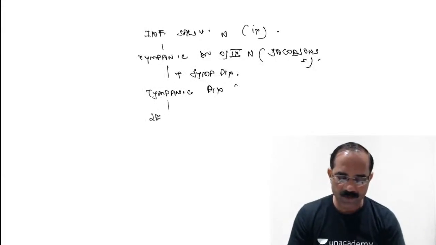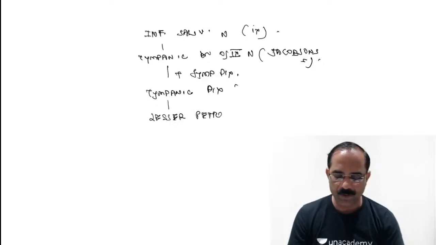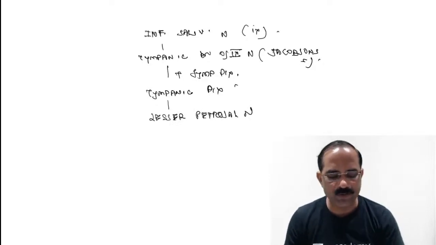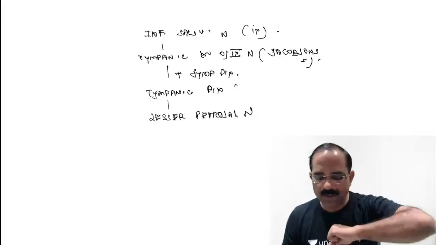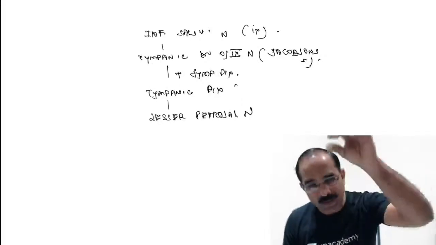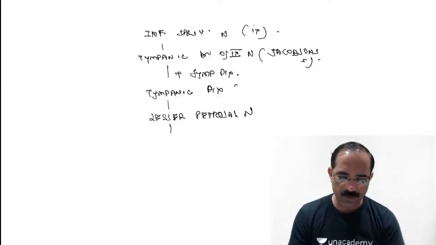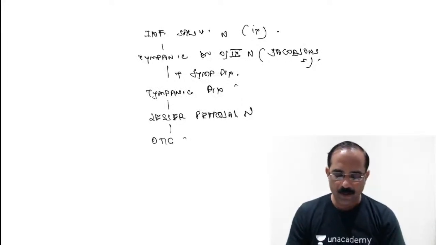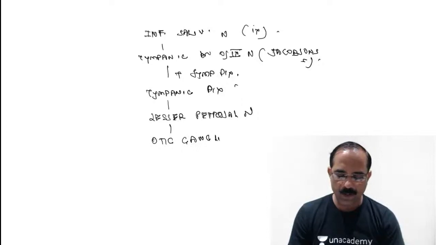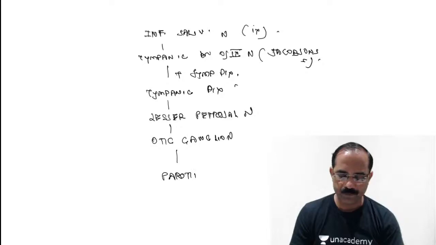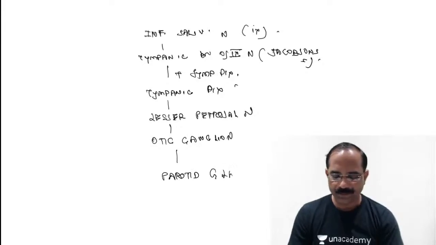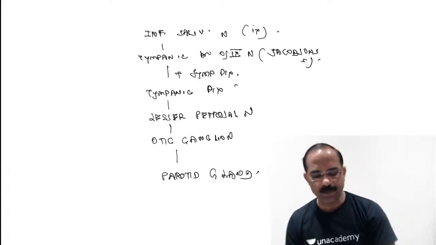From this tympanic plexus, we get a nerve. What's that? Lesser petrosal nerve. Where have you heard this nerve, students? Yes, we have heard this nerve comes out through the foramen ovale, right? So the lesser petrosal nerve gets out through the foramen ovale, relays in the otic ganglion. And the fibers now supply the parotid gland.